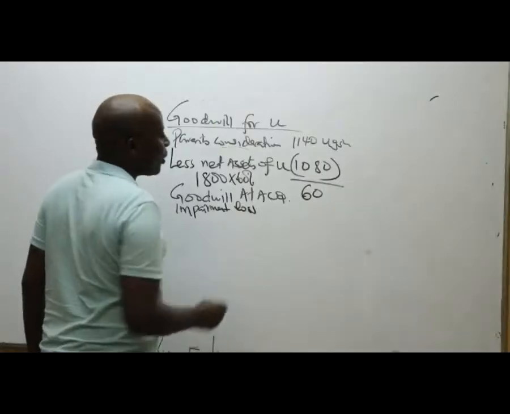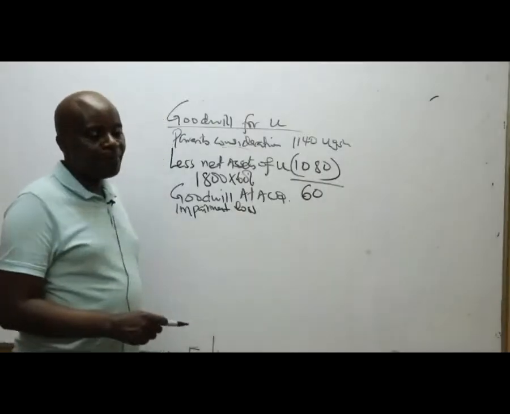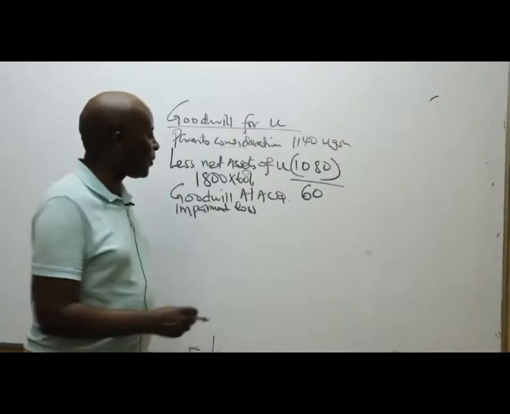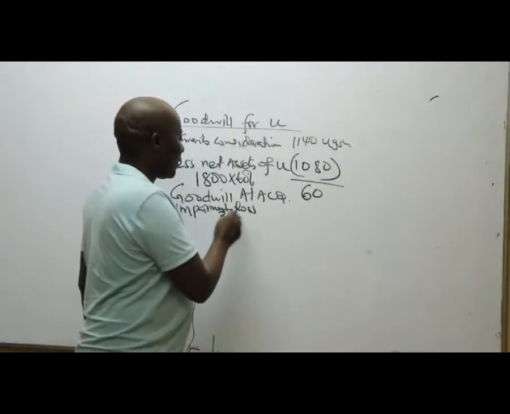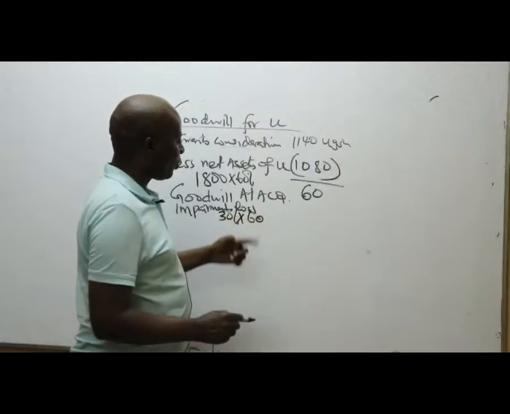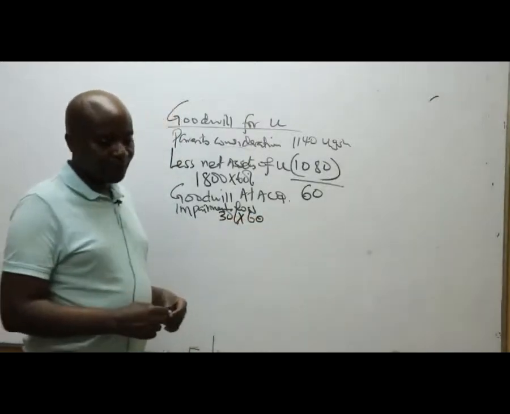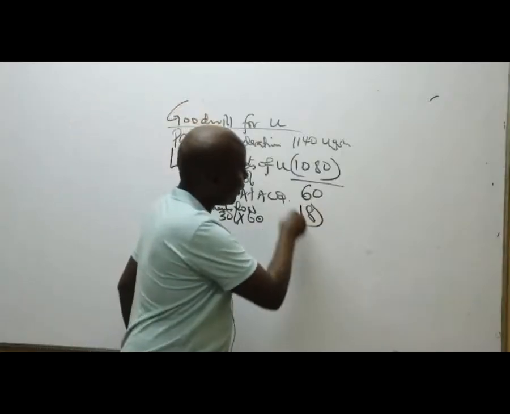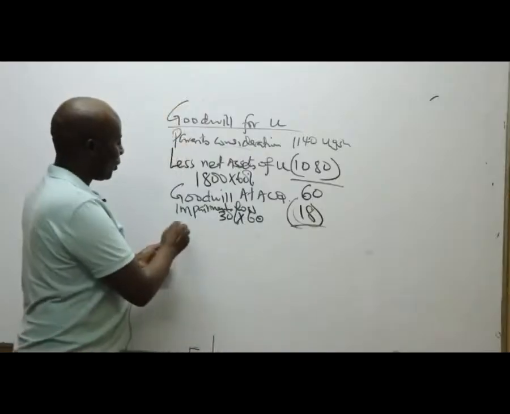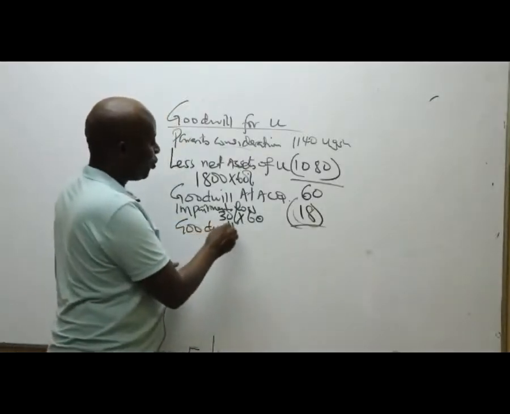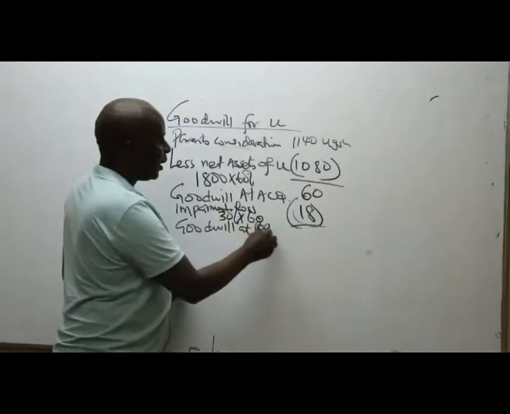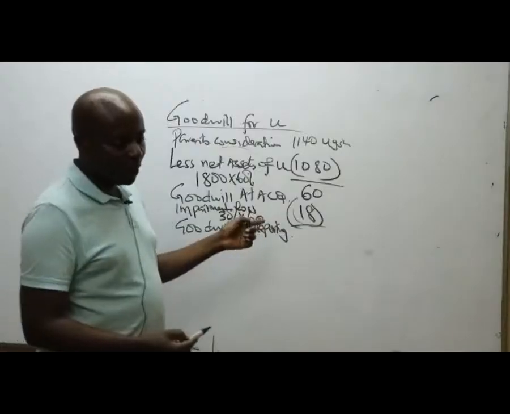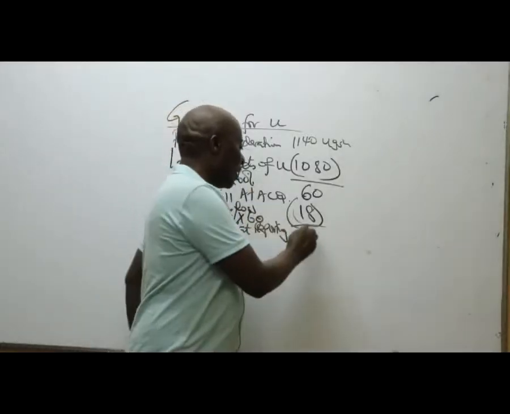So impairment loss, what is the percentage given there? 30%. So it is 30% of 60. 30% of 60 gives me what figure? It's 18. So please subtract, and we are able to get goodwill at reporting. Betty, Jeremiah, they're giving me a figure of 42.